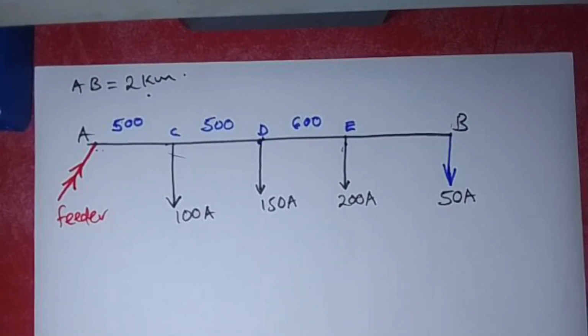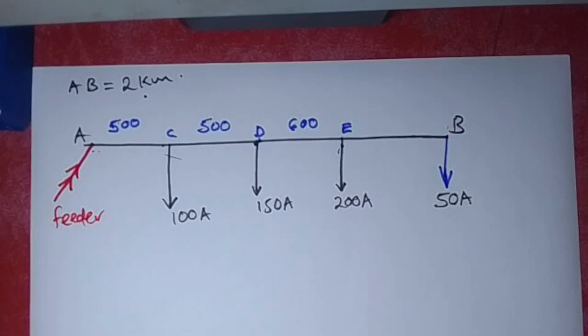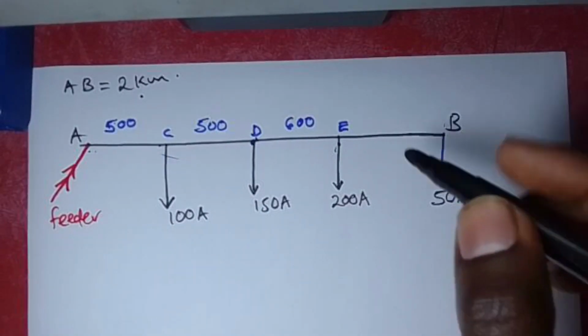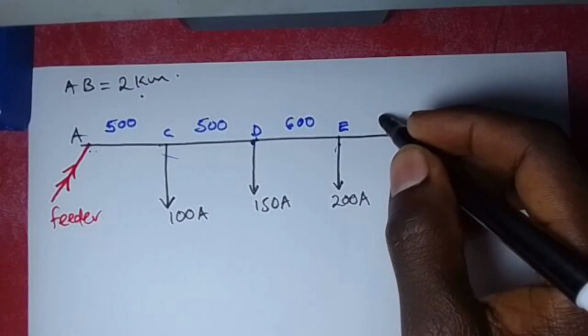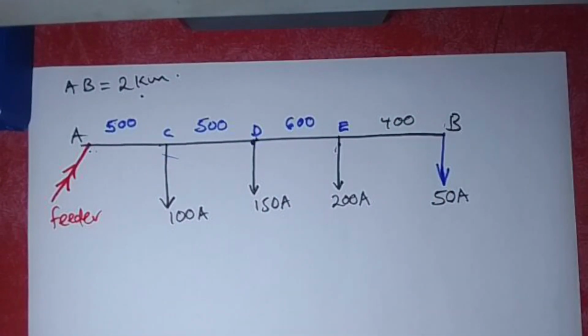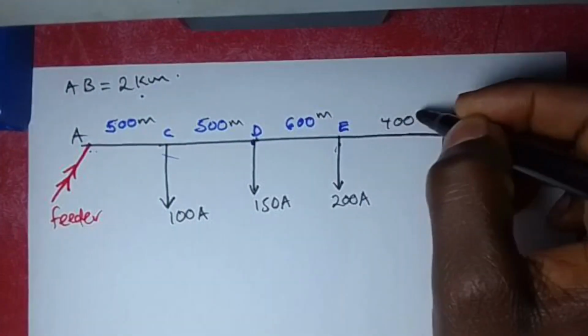So if the entire length of the line is 2,000, and what we have already covered is 1,600, we expect the remaining distance to be what? 2,000 minus 1,600, which is 400. So these are meters, meters, meters, and meters.